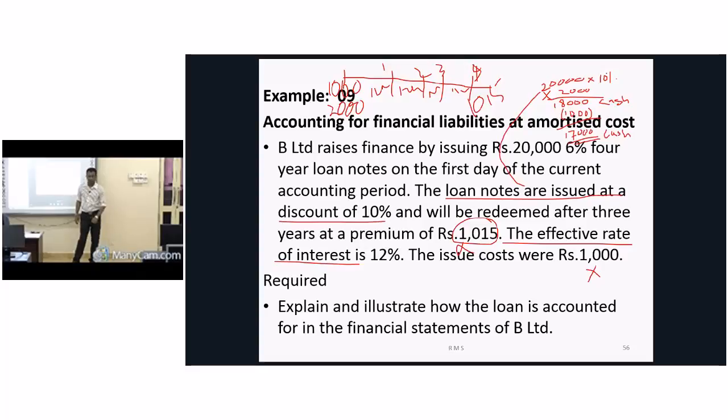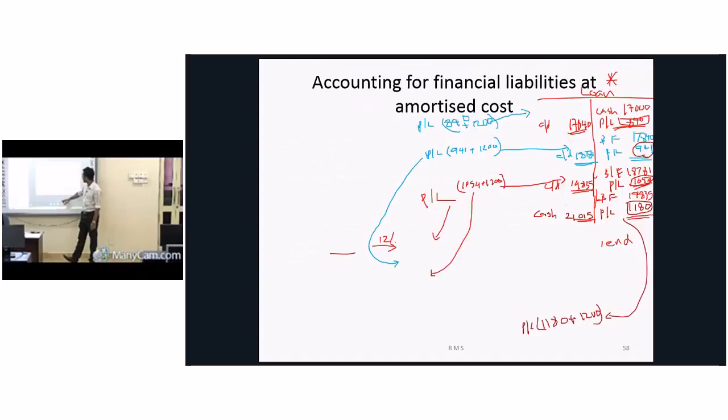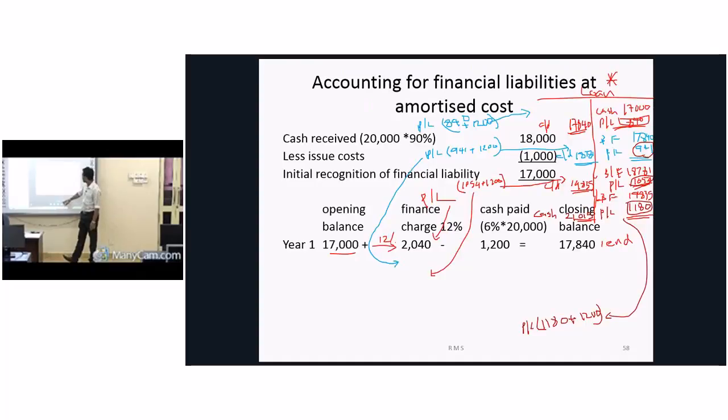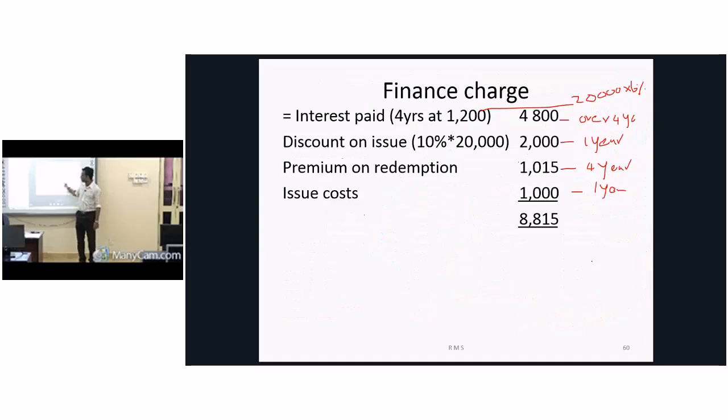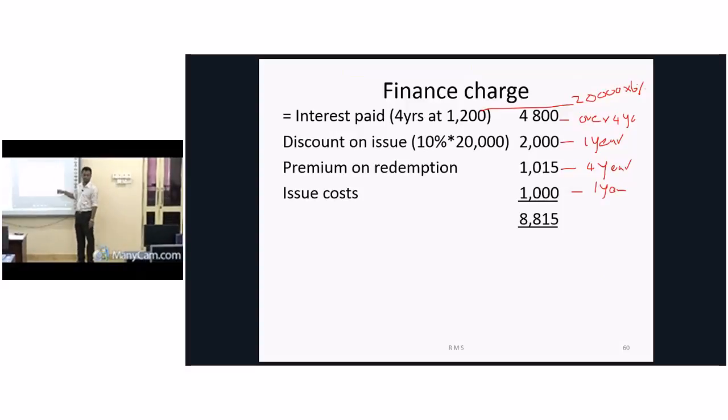We should take this total. It will be around 8000 something, as I remember. Total cost will be 8815. So this is the total finance cost we had: interest paid over 4 years, this 2000 in the first year, premium in the fourth year, issue cost in the first year. 8815. What should we do now? Can I write off 8815 over 4 years equally as finance cost?